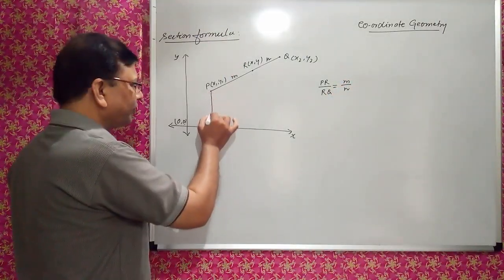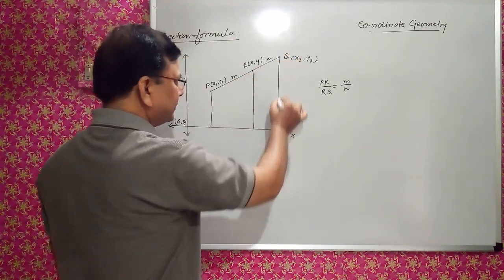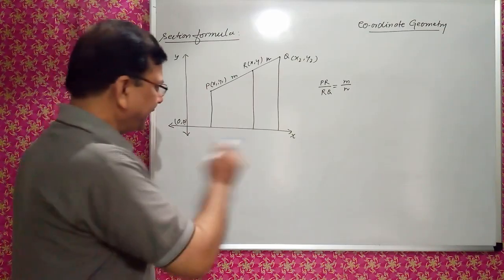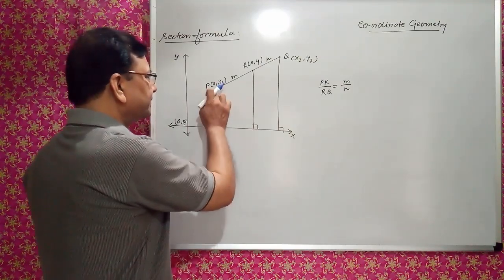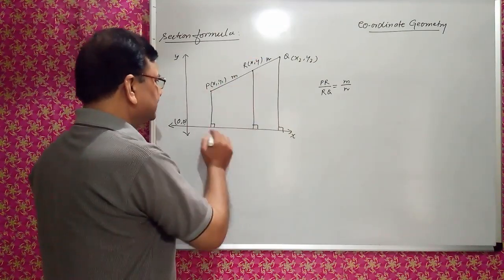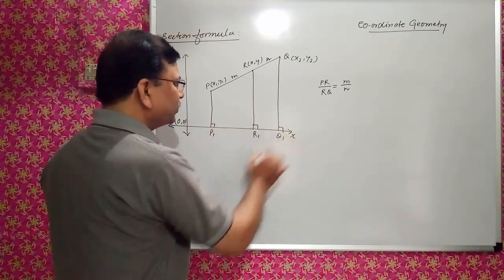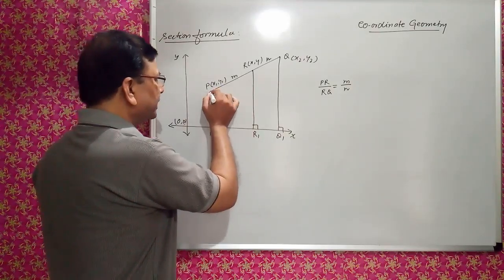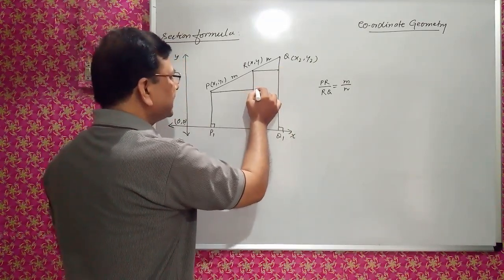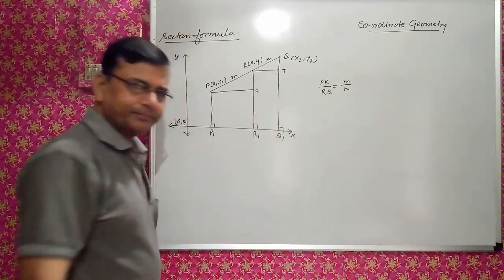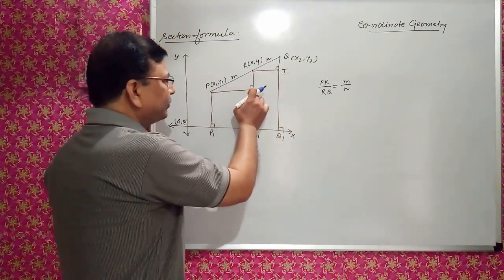We will draw perpendiculars from here on the x-axis, and from here also. Perpendicular on the x-axis means this is 90 degrees. Similarly, from this point we will draw a perpendicular; suppose the feet are P1, R1 and Q1. From P draw a perpendicular on this line, and from R on this line. Suppose it is S and this is T. So this is also 90 degrees, a perpendicular dropped on this.